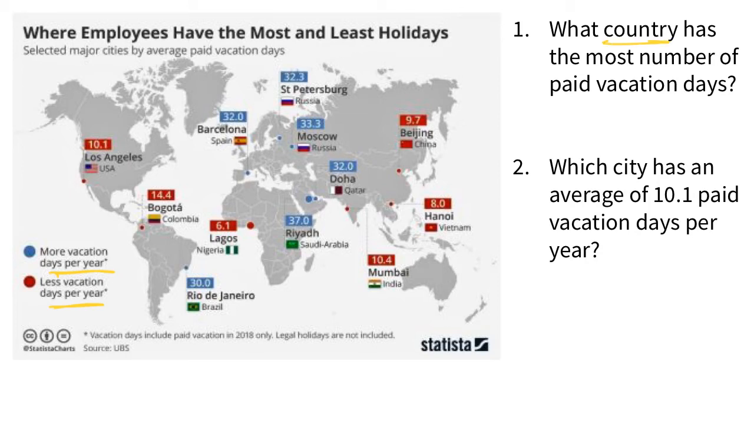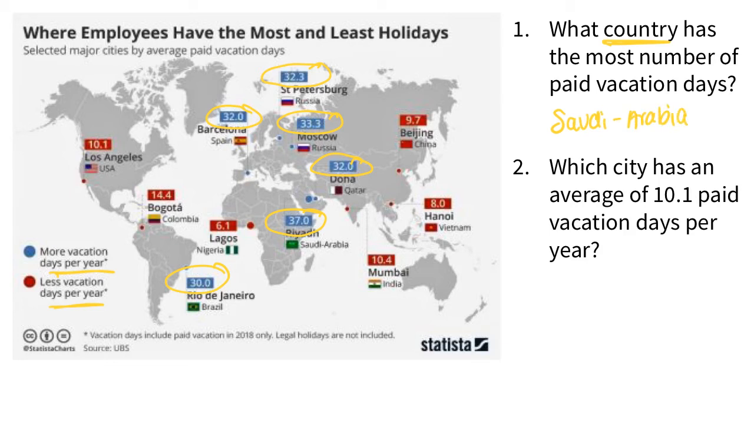So it says, what country has the most number of paid vacation? Well, I know I'm going to be looking for which one, blue or red numbers. Hopefully you said to yourself, blue. So I'm going to look at these blue numbers. I see 32.3, 32.0, 33.3, 32.0, 37, and 30. And that 37 is in the country of Saudi Arabia.